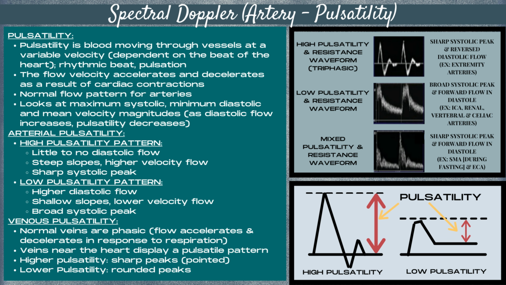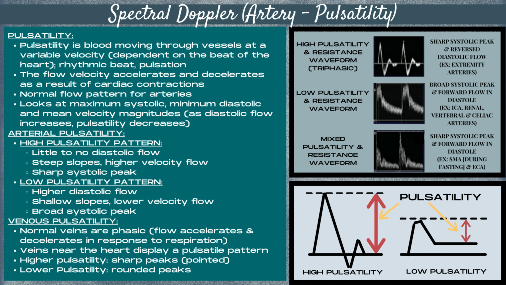Another thing to consider when looking at spectral Doppler waveforms is pulsatility. Pulsatility is blood moving through vessels at a variable velocity dependent upon the beat of the heart. This is a rhythmic beat or pulsation, and the flow velocity is going to accelerate and decelerate as a result of cardiac contractions. This is a normal blood flow pattern for arteries, and it looks at the maximum systolic, the minimum diastolic, and the mean velocity magnitudes. As diastolic flow increases, pulsatility decreases.